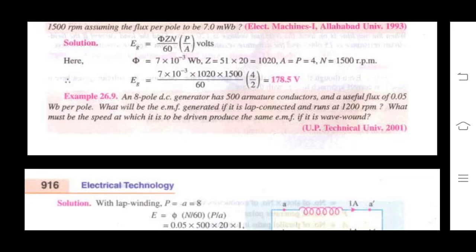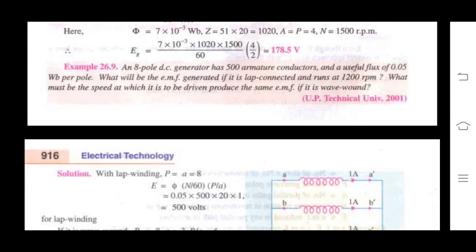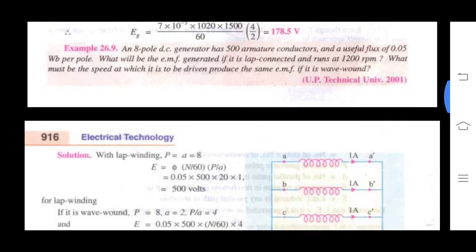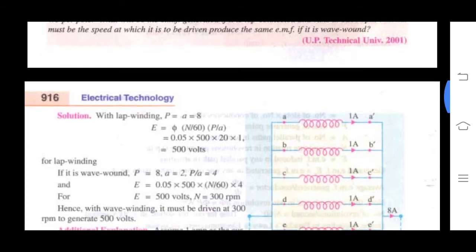What must be the speed at which it is driven to produce the same EMF if it is a wave wound machine? Initially it is a lap wound machine running at 1200 rpm, and now the machine has to be converted into a wave winding machine. To produce the same EMF, the wave winding machine has to be run at what speed?